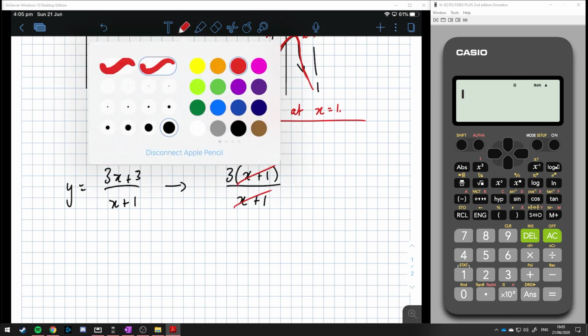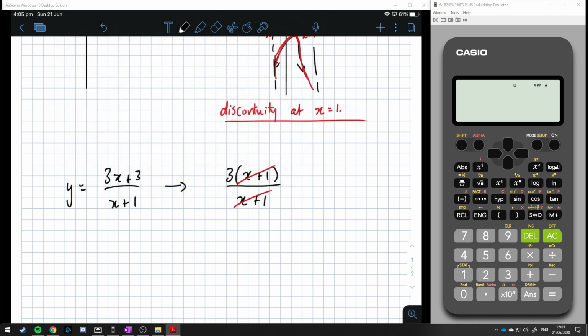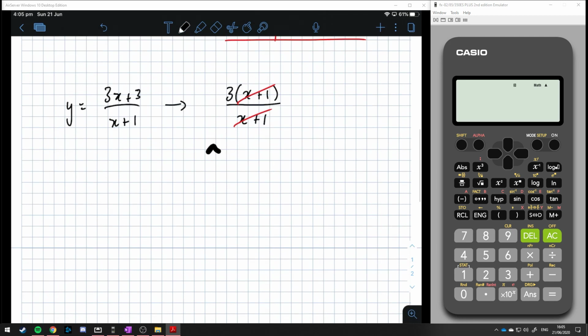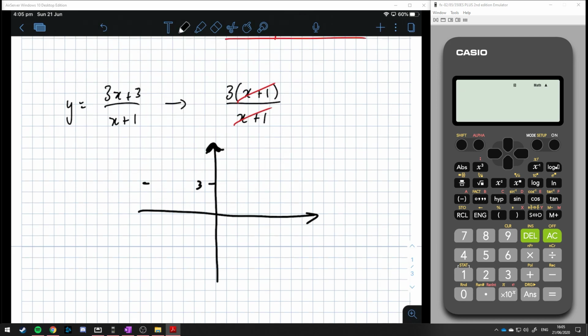So when we draw this function on a graph, like this, it's just saying that at 3, we have a function that goes along like that. That's what this function's saying.